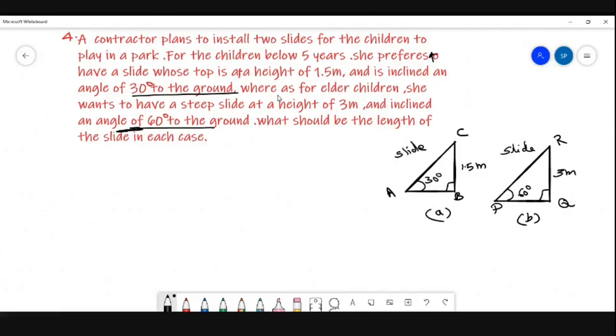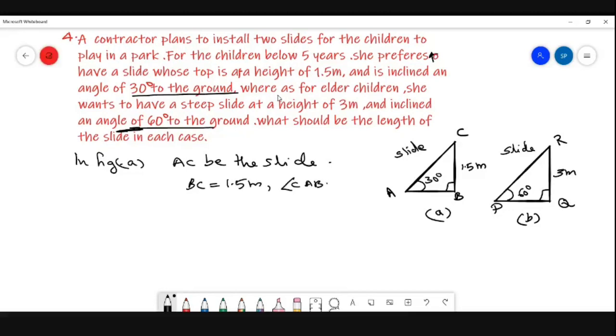Now we can do it, that is, two triangles we can consider separately. So first consider the triangle ABC, that is in figure A. AC be the slide, and it is given BC equal to 1.5 meter, angle CAB equal to 30 degree.